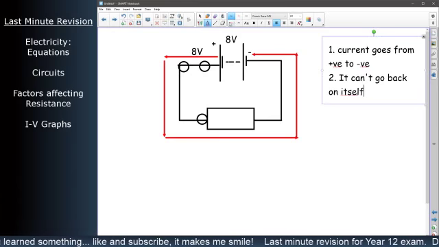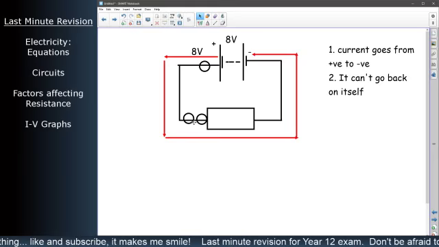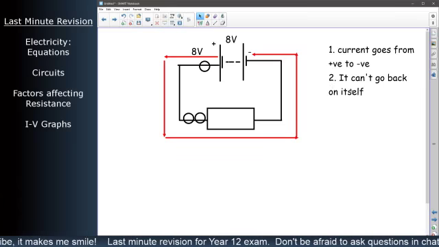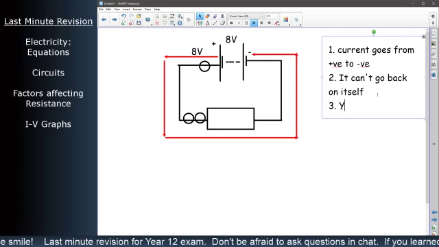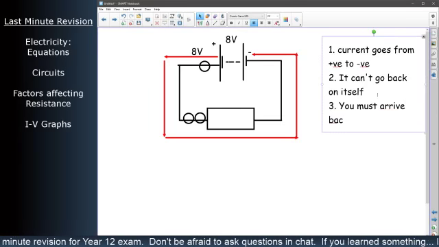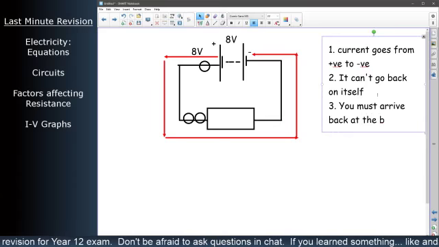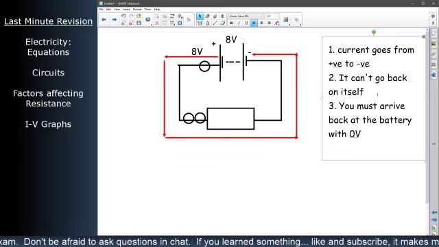And this is simply because if this little coulomb down at the bottom tries to turn round, it's actually stuck because there's a whole pile of other ones this way. Everything's moving this way, and that's all there is to it. So you can't go backwards. You can split up, you can change direction, but you certainly can't go back. And 3, you must arrive back at the battery with 0 volts.